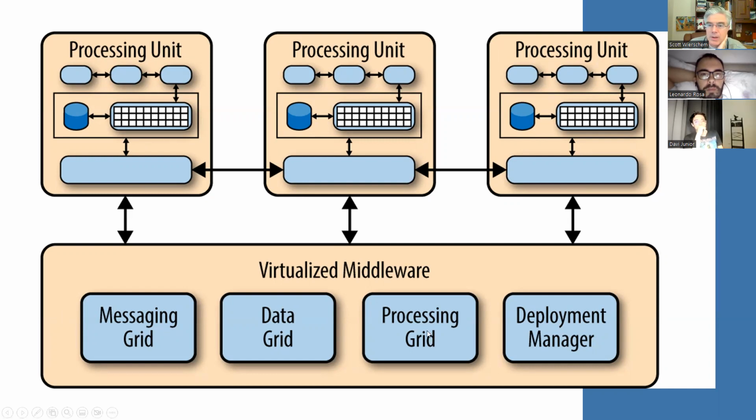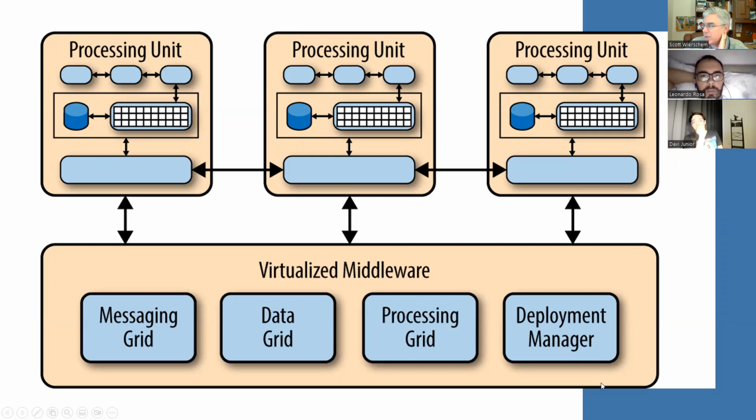The processing grid manages your distributed request processing if you've got multiple processing units. So it may or may not be there if you've only got a single processing unit. If there needs to be coordination between the processing units, say you've got order processing or customer processing, this processing grid will manage it all.